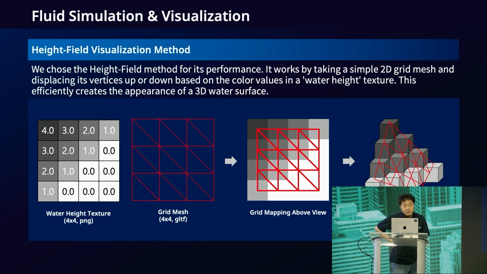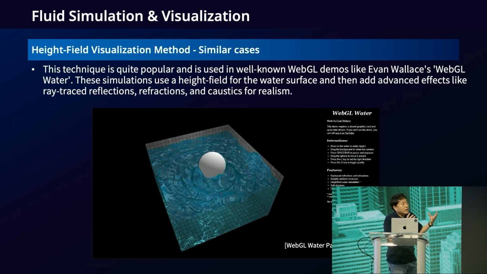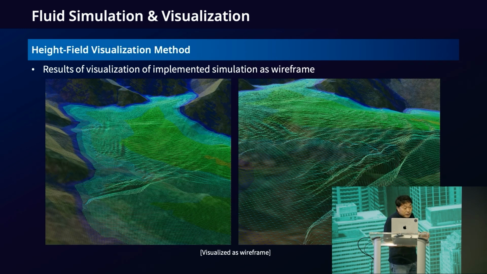We chose the height field method for its performance, and it works by taking a simple 2D grid mesh and displacing its vertices up or down based on the color values in a water height texture. And this is very, very efficient. So we use this height field visualization method for the fluid dynamics. We were also inspired by the very well-known WebGL demo, Evan Wallace's WebGL Water. So we have applied this kind of algorithm to real terrain. This is a result of the visualization of the implemented simulation as a wireframe.